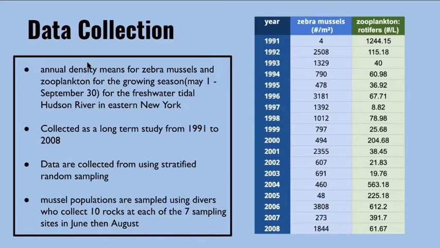The populations living on hard bottoms were sampled by divers who collected 10 rocks at each of the seven sampling sites in June and then again in August. The populations were sampled using a stratified random sample design, and phytoplankton are sampled 4 to 6 times a year along the entire freshwater Hudson tidal river.